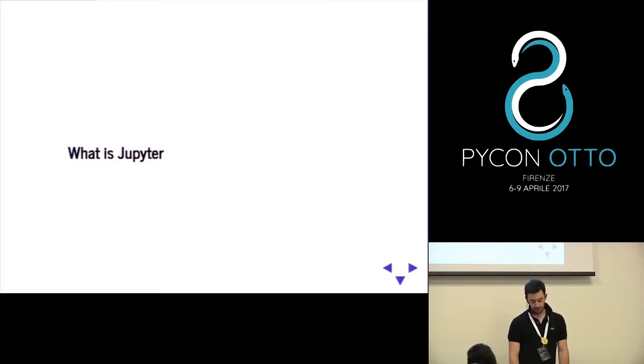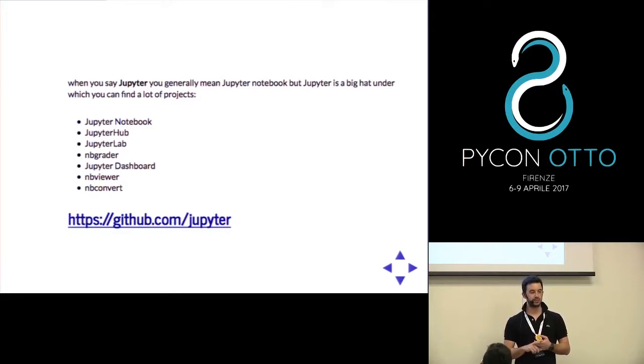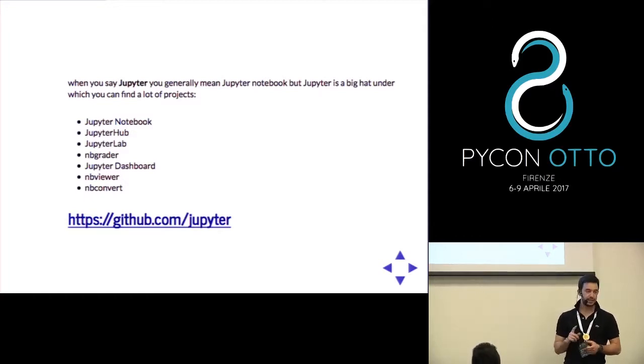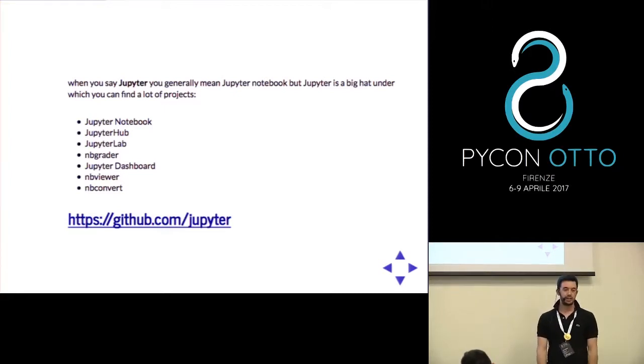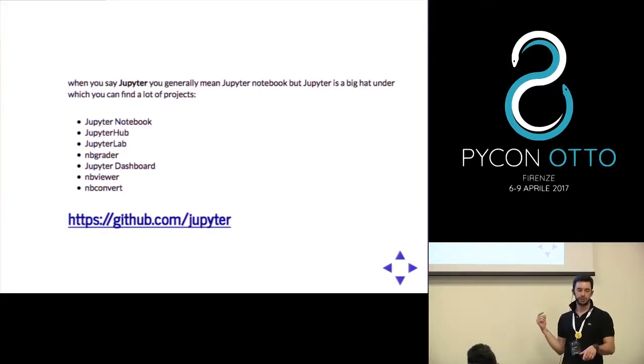So what is Jupyter right now? Jupyter is the name of a big project. You have many things inside. You have the Jupyter notebook, which is the front end. You have the Jupyter Hub, for when you need to have Jupyter notebook for more than one user. You also have Jupyter Lab, the next front end for the Jupyter notebook, the new version. You have nbgrader. It's a plugin that you can use inside your school if you want to grade tests, for example. You have the Jupyter dashboard, to show your data. And a lot of other libraries. For example, right now I'm using nbconvert to convert my Jupyter notebook to slides.